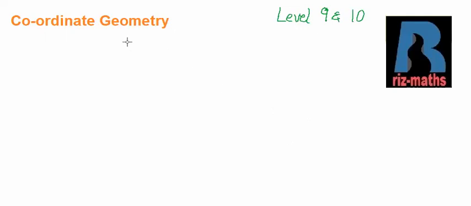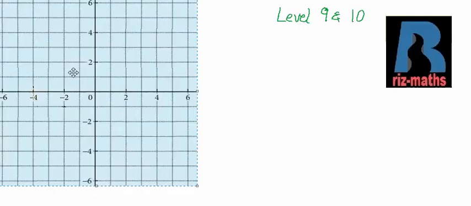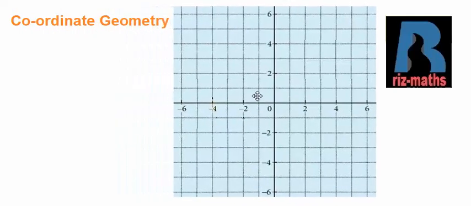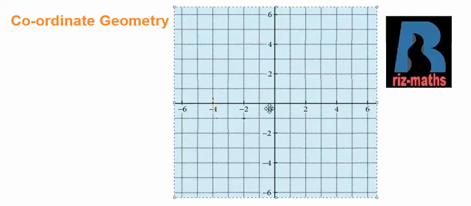When we say coordinate geometry, it means something on these coordinate planes, where this is the x-axis and this is the y-axis, and some point on this line or some curve on this graph and its algebraic equation or expression, then it is called coordinate geometry. So a link between geometry and algebra is coordinate geometry.